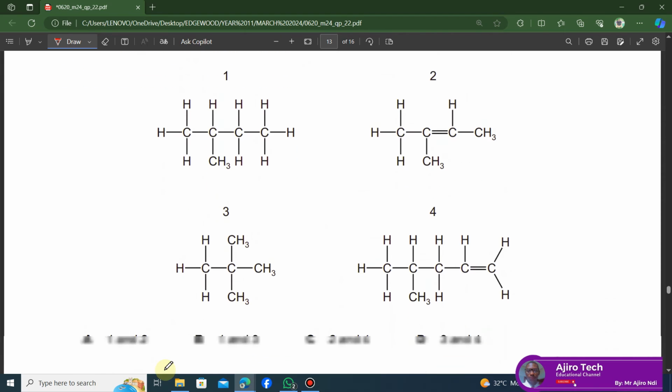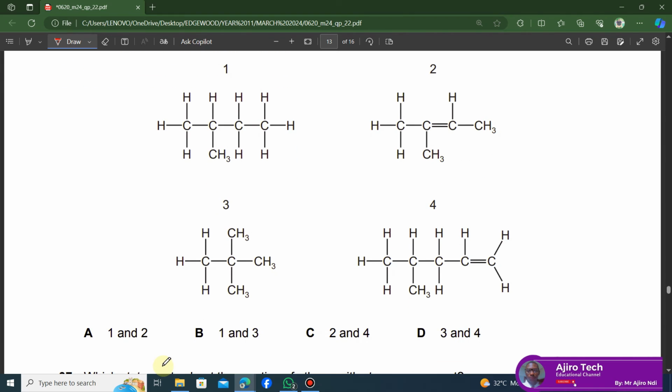Structural isomers. So for these compounds to be structural isomers, they should have the same number of carbon atoms and the same number of hydrogen atoms. So how many carbons are here? 5 carbons are here. How many are here? 5 as well. 1, 2, 3, 4, 5. 5 are here, and 1, 2, 3, 4, 5, 6. 6 are here. So anything involving option 4 is off.